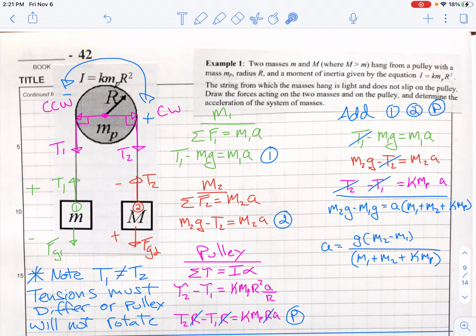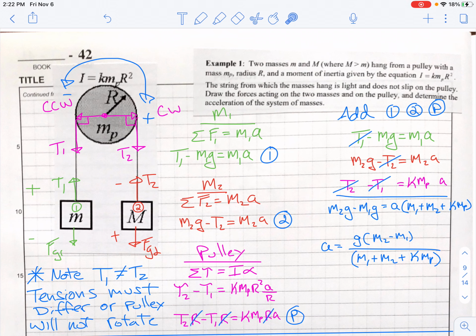I labeled these 1 and 2. So I chose down on the right to be positive. Notice that that means a clockwise rotation is positive and a counterclockwise rotation is negative. This is a little different than our standard system. So you apply Newton's laws for M1, M2, and you apply the rotational equivalent of Newton's laws for the pulley.